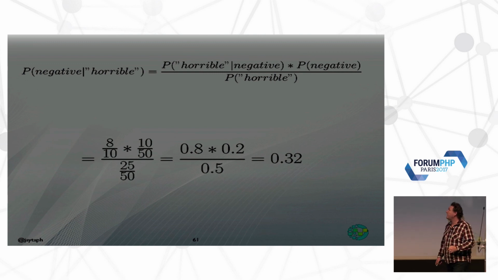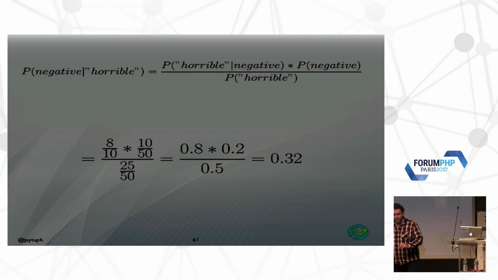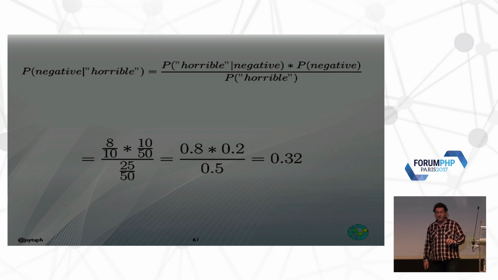So basically what I do is I take the fact that we have negative and horrible: P(horrible | negative) multiplied by P(negative) divided by P(horrible). If we fill in the numbers we saw before, we get 0.32 or 32%. So based on the fact that somebody used the word horrible in their comment, there is a 32% chance that the comment is negative. So a comment does not have to be negative just because somebody used the word horrible.